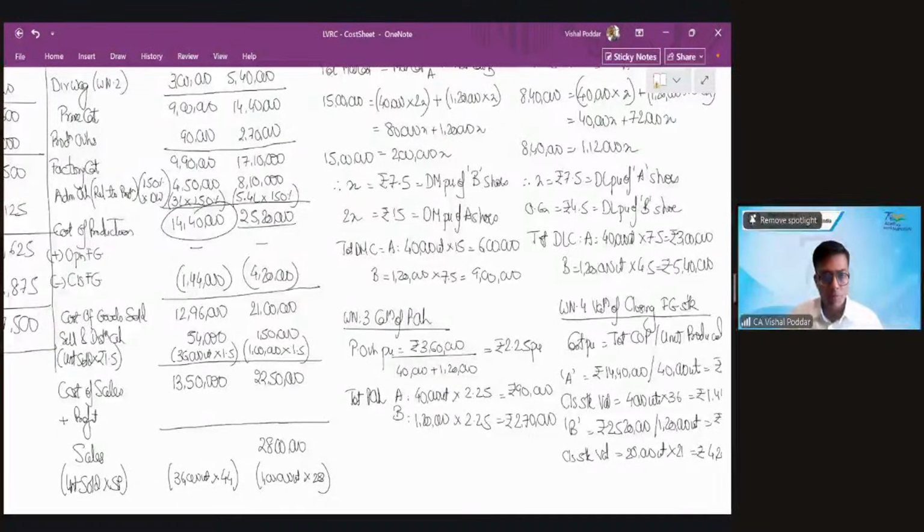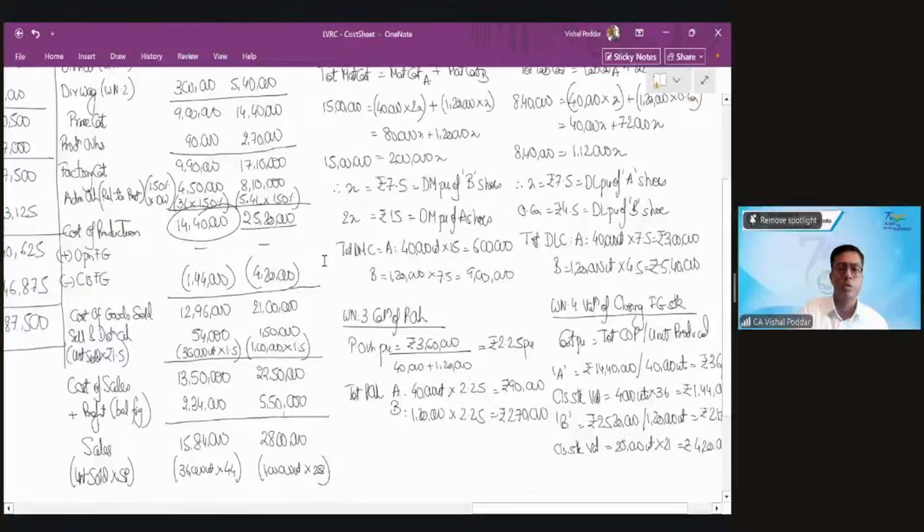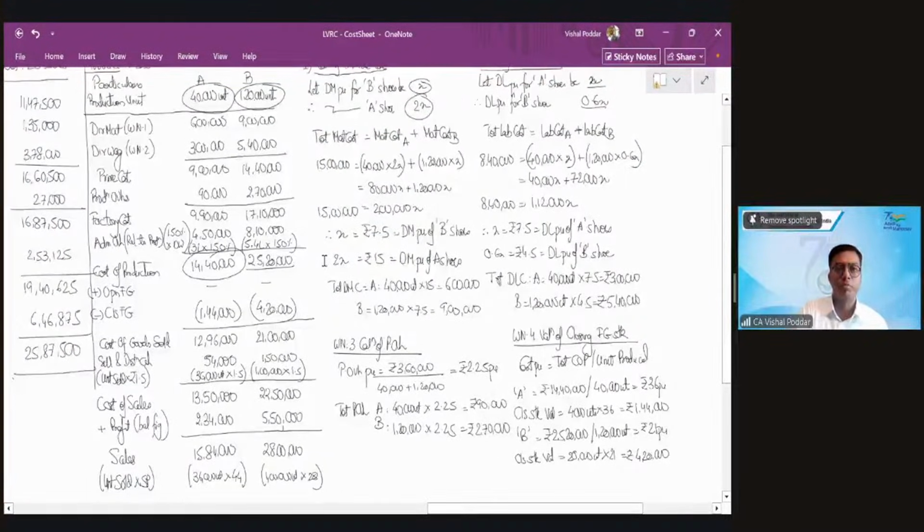It's 1584. So profit is your balancing figure. So it comes to how much? 234 here and 2550 here. So students, this is how you get the answer. So this is the complete answer for this cost sheet sum.